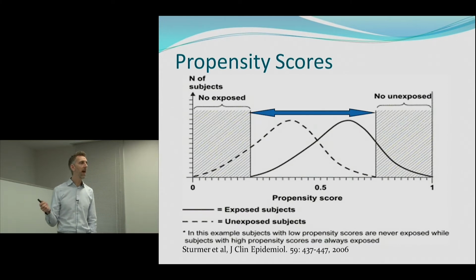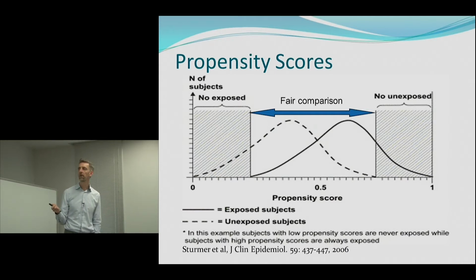The argument then is that if we want to do a fair comparison between exposed and unexposed, then maybe we ought to only look at people who have a propensity score that's within this distribution where both exposed and unexposed people exist. Yeah? So maybe we ought not to include these people and these people in our analysis. Okay?